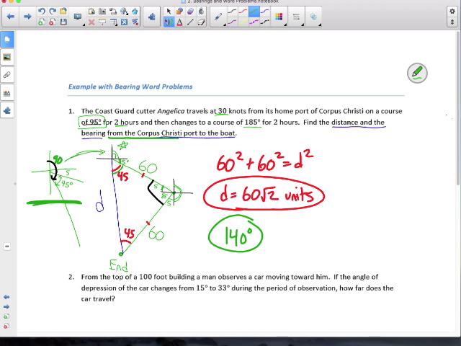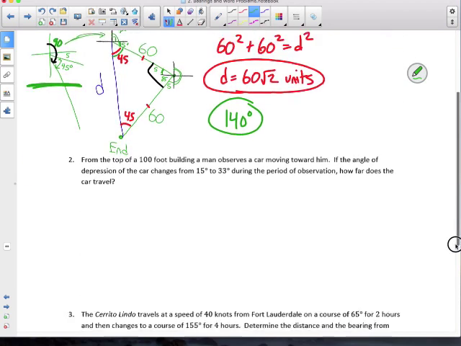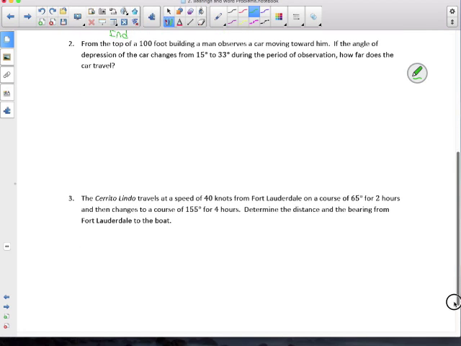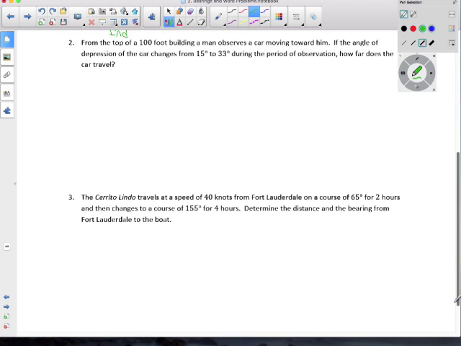I'll leave that one in there for you, okay? Moving on. So this one has less to do with bearings. This is just a normal type of word problem that we have.